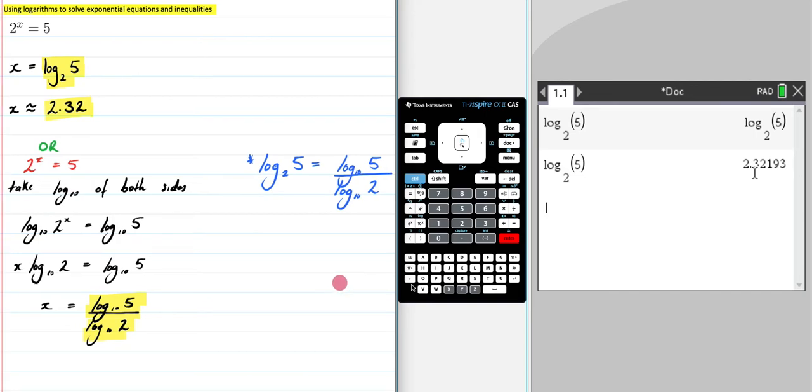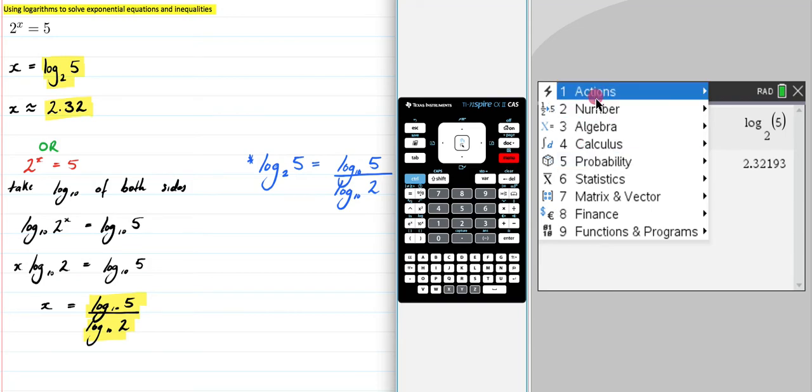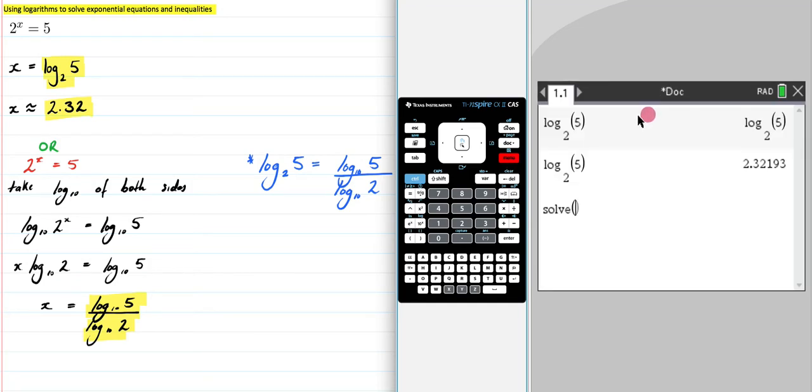And another place where you could see this is if you came to your CAS and you went menu, algebra, solve, and you said, well, I'm trying to solve this for x. So you go 2 raised to the x equals 5, and you're trying to solve it for x, close brackets, enter. Look, you get log of 5 over log of 2, which is what we got right here.